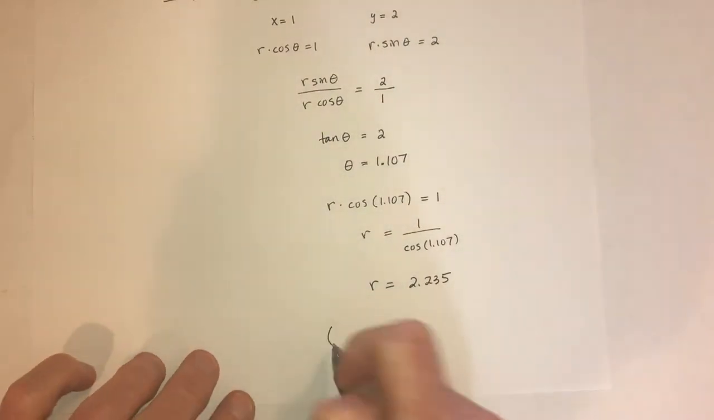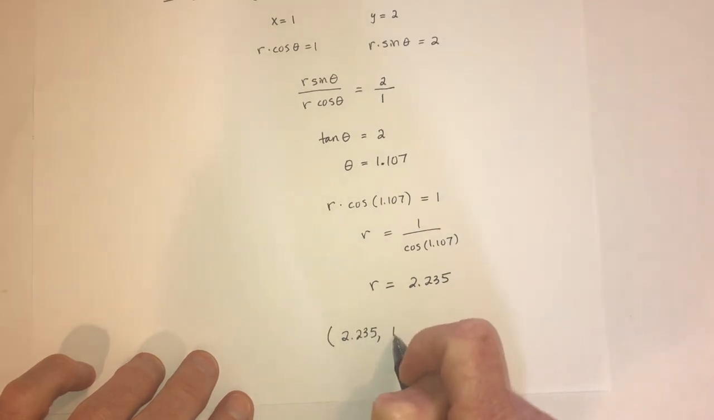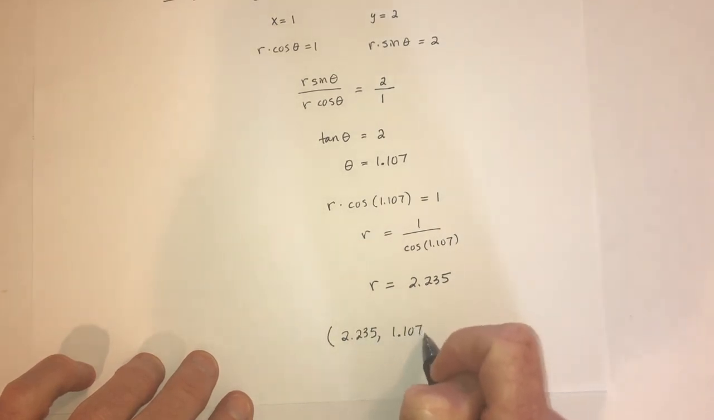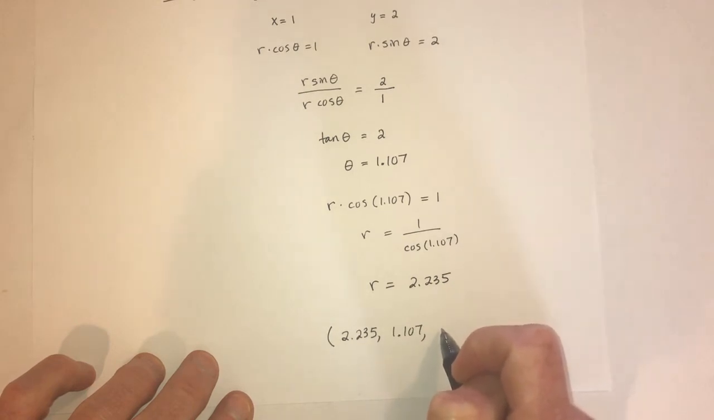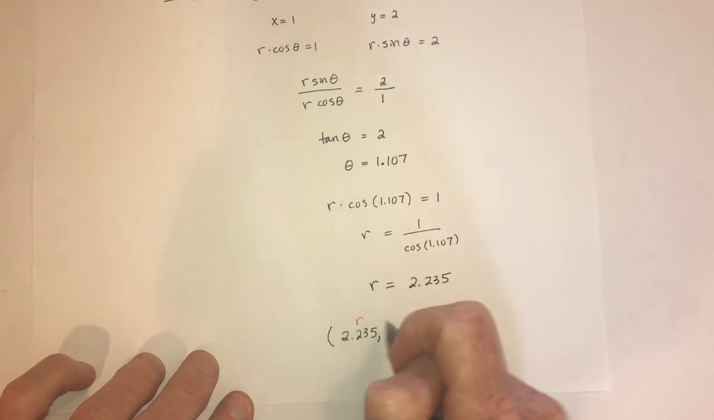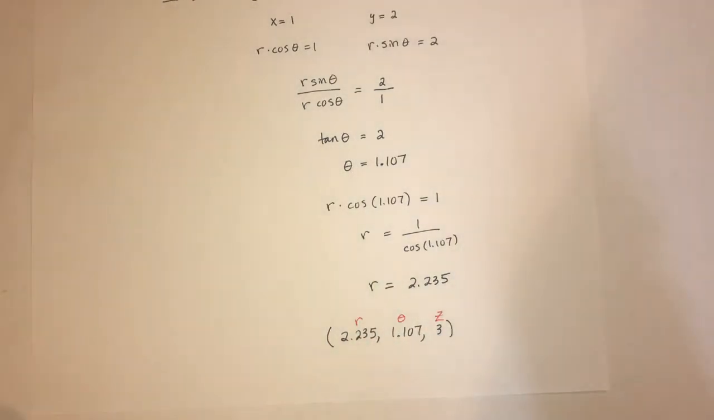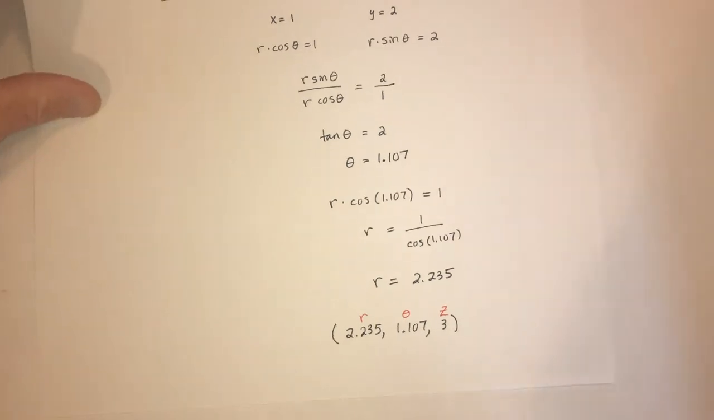So then we would have the r is 2.235, the theta is 1.107, and then the z is still a 3. And there is example number 2. Next up, also just getting used to working with these cylindrical coordinates.